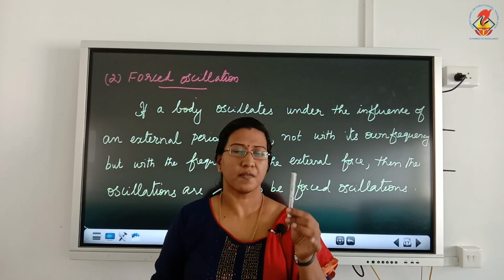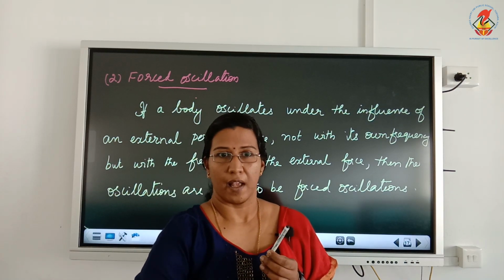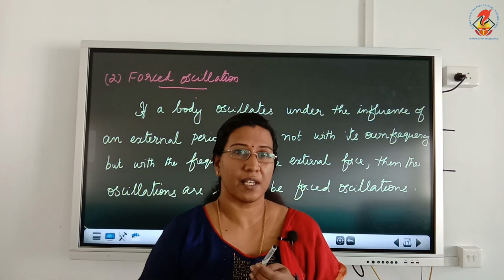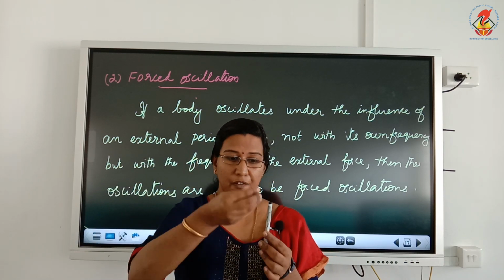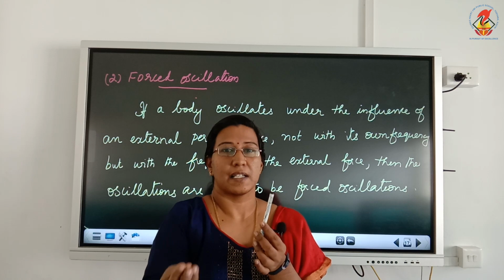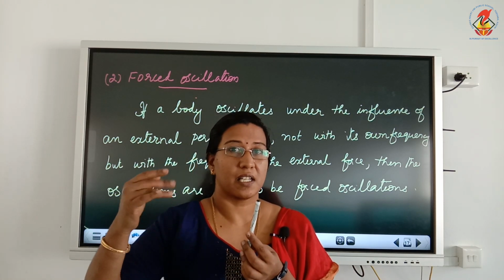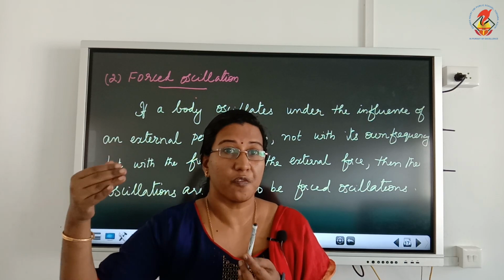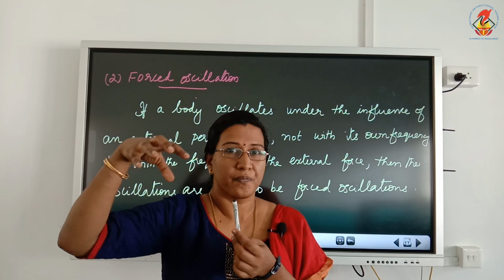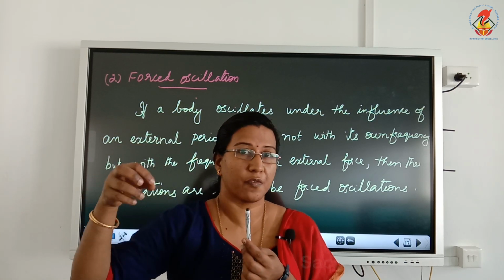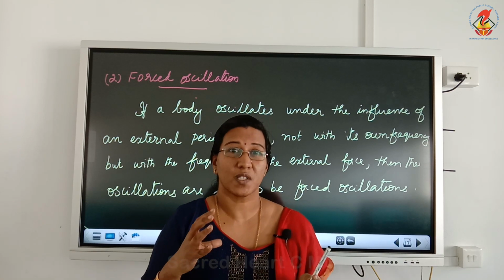Now suppose I take this tuning fork and keep it on your desk, and if you place your hand on the desk, you can see the desk also starts to vibrate, because the energy from the tuning fork is getting transmitted to the particles in the desk, and the particles will start to vibrate with the frequency of the tuning fork. So you are forcing the desk to oscillate with the frequency of some other object, that is a tuning fork in our case. So that is forced oscillation.